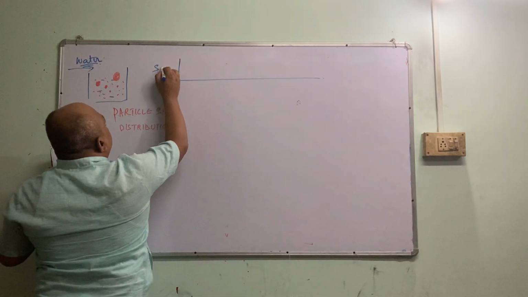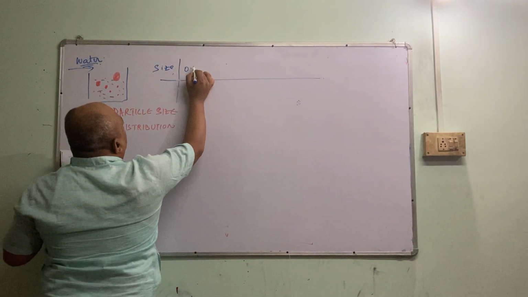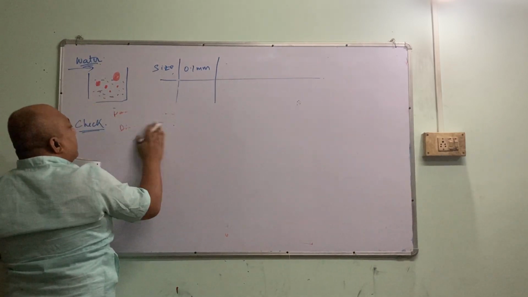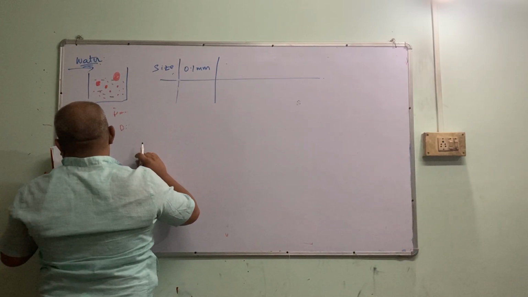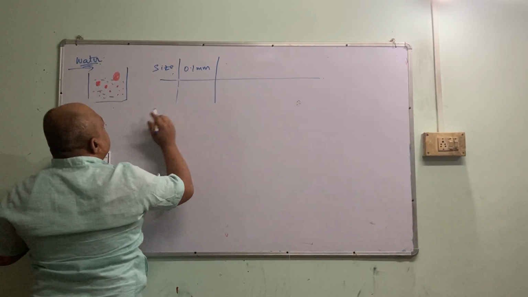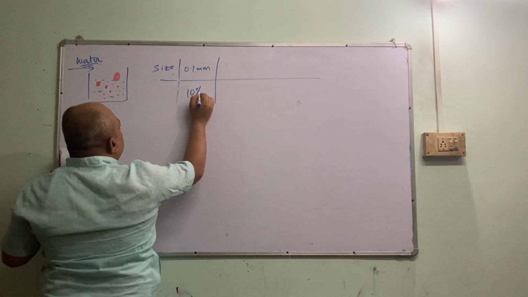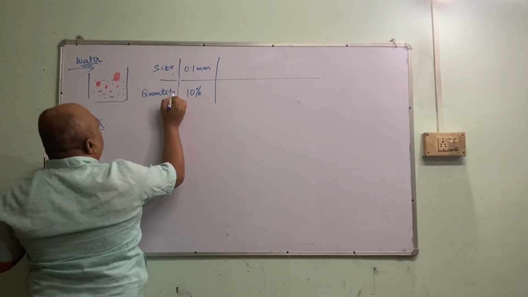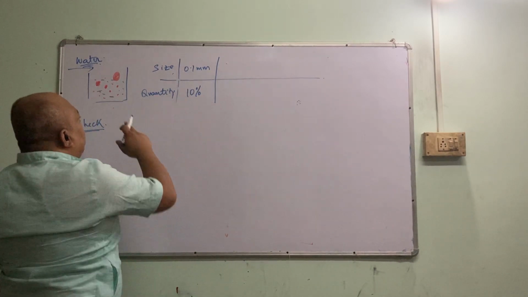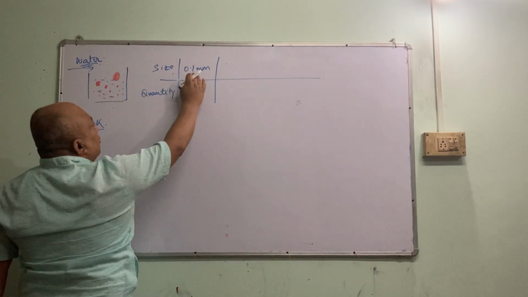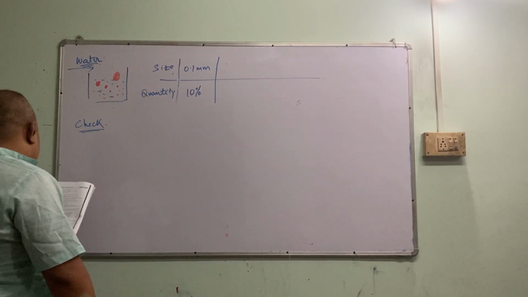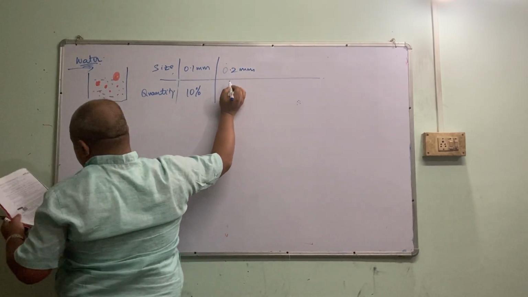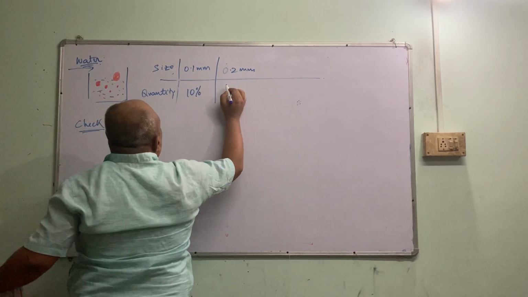number one, the size, say 0.1 mm. Okay, this one I'm doing. This 0.1 mm contains 10%. Okay, this is quantity. So of the total solids present over here, 10% is 0.1 mm. Am I clear? And then 0.2 mm, define it 20%.